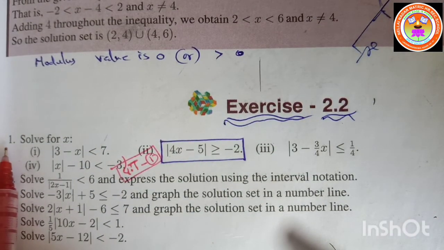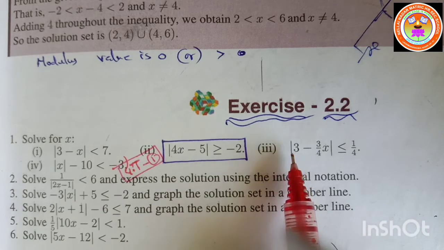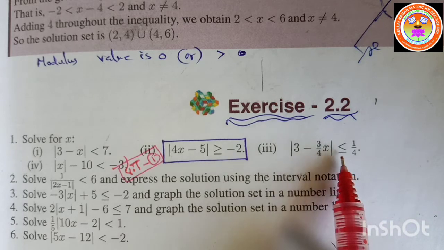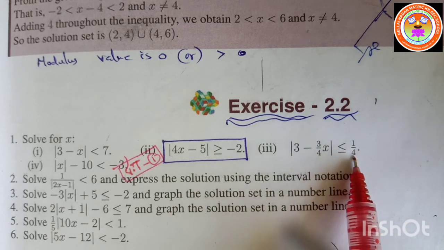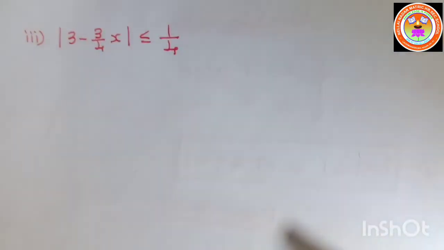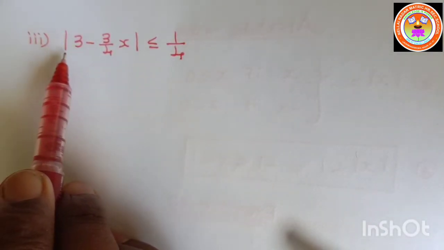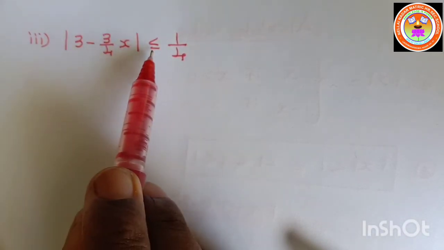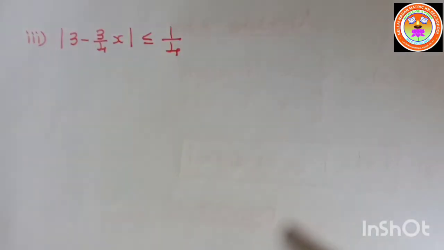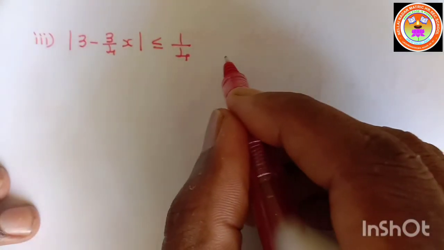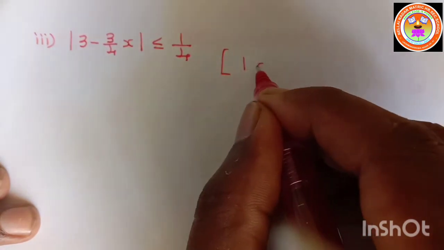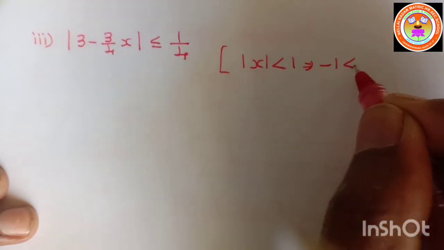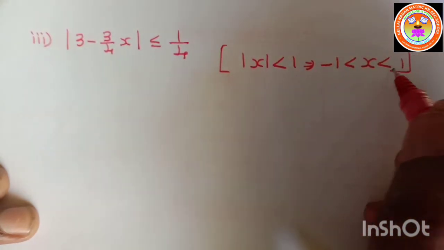Now I'll go into first Roman letter, third sum. Modulus of 3 minus 3 by 4x less than or equal to 1 by 4. Already I have given the hint: modulus of x less than 1, so -1 less than x less than 1.